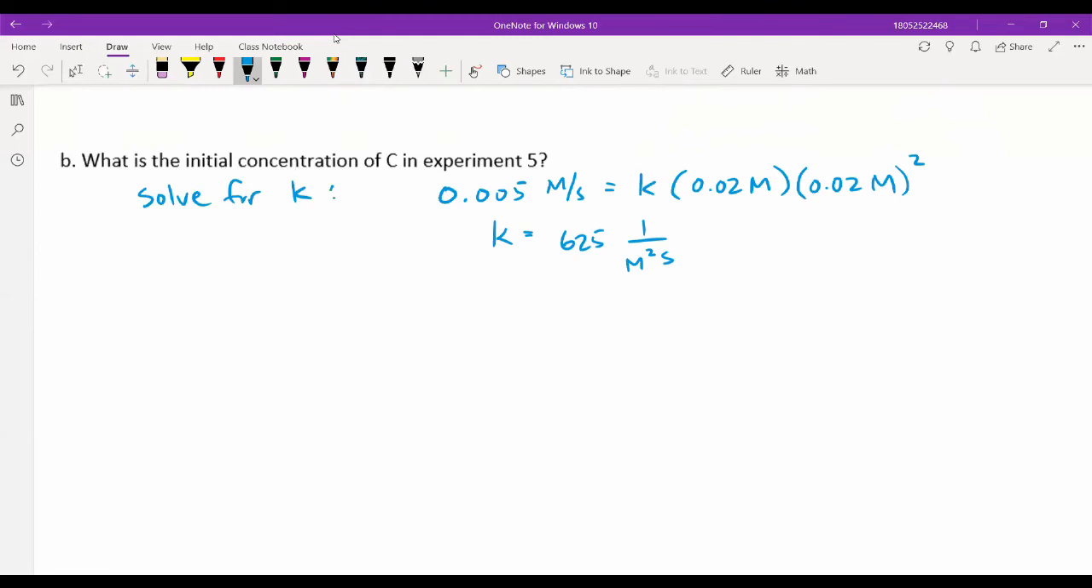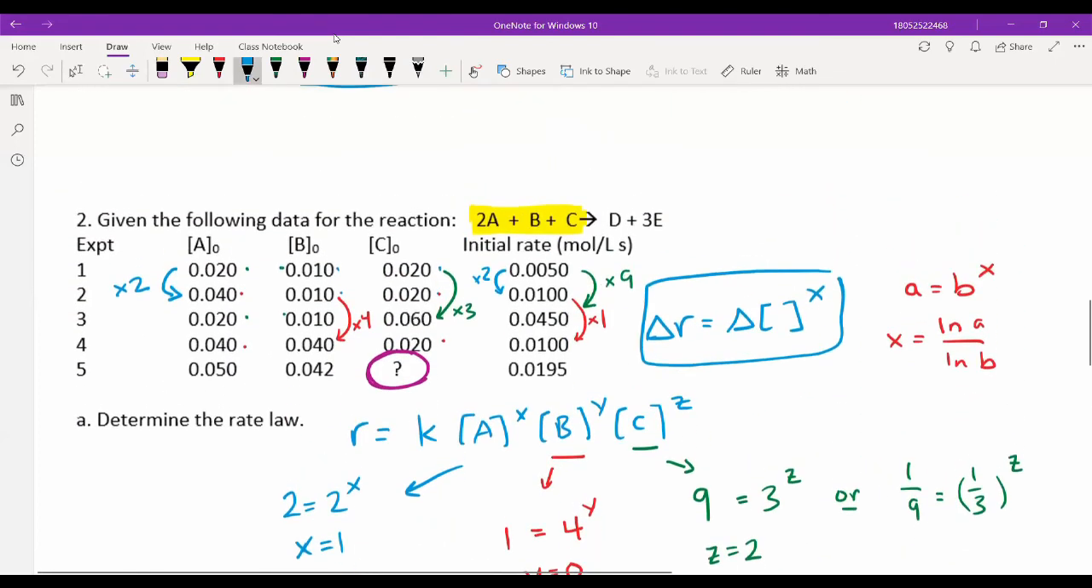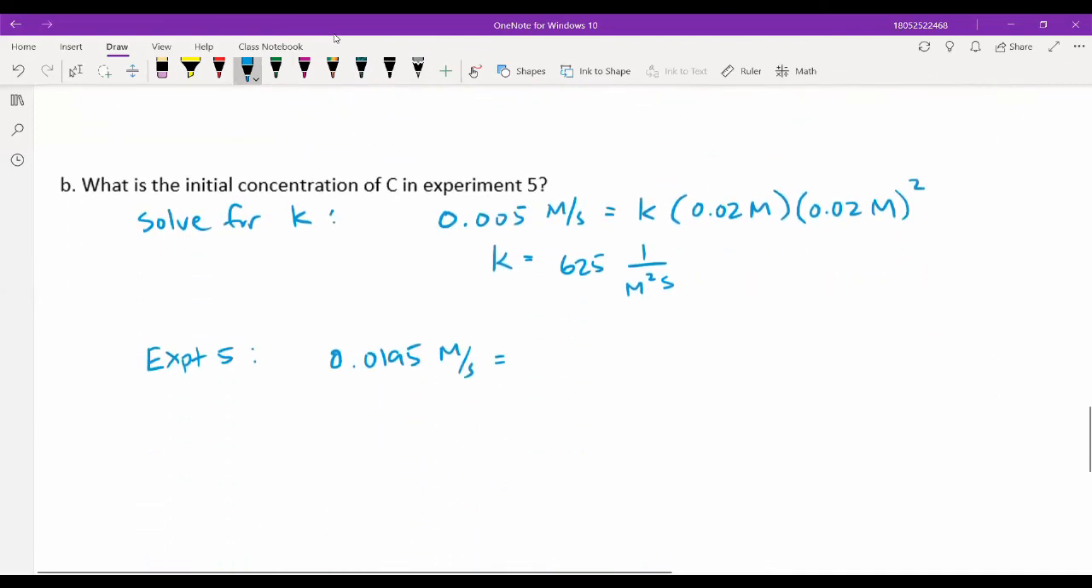Okay. And then in experiment 5, here we know that the rate is 0.0195. Let me show you. So that's the rate here, experiment 5. And then we have also these concentrations, A and B, and we know what K is, so we can plug that in.